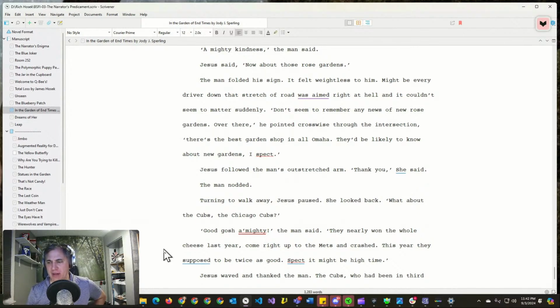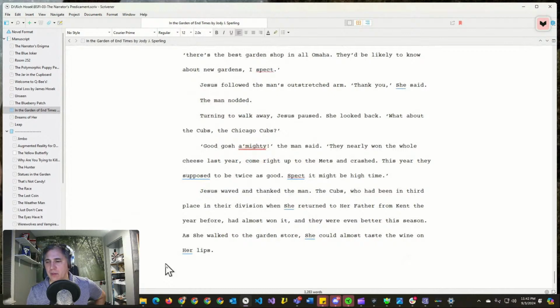"Good gosh almighty," the man said. "They nearly won the whole cheese last year. Come right up to the Mets and crashed. This year they're supposed to be twice as good. Expect it might be high time." Jesus waved and thanked the man. The Cubs, who had been in third place in their division when she returned to her father from Kent the year before, had almost won it, and they were even better this season.